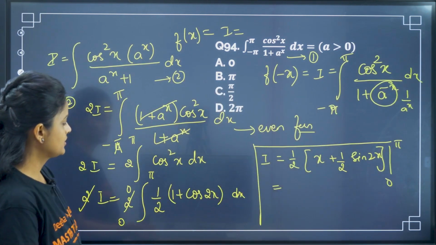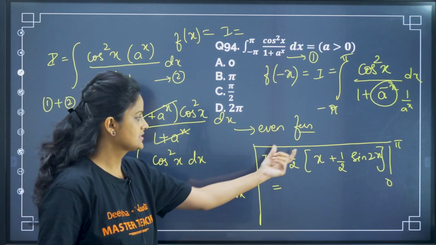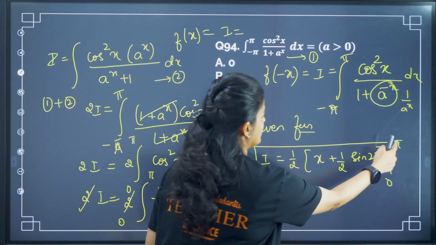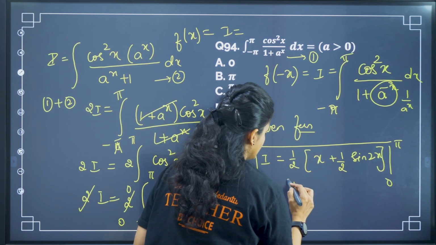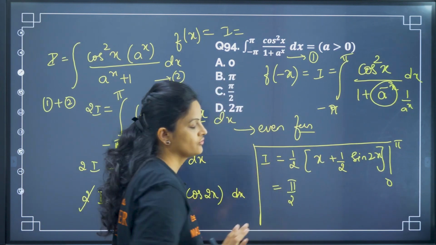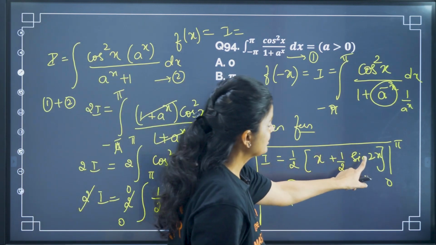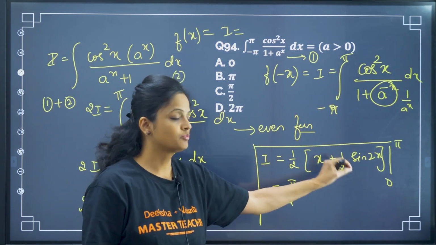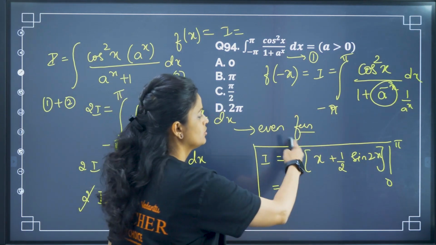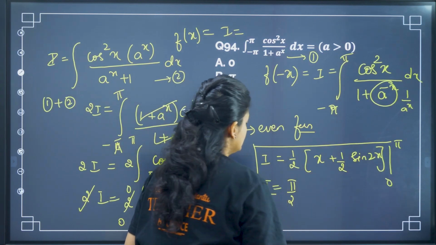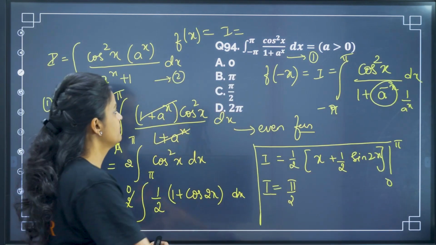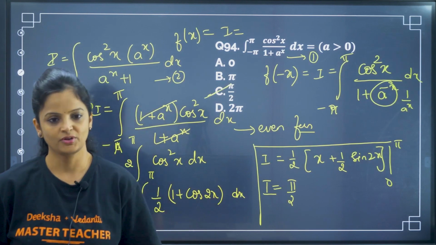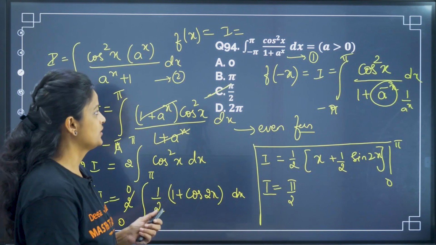Okay, now let's see what you get. 1 by 2 I have kept outside. Integration of this again I have got a 1 by 2. But on putting pi I have pi by 2 for this. On putting 0 I have 0. But for the second term, if you put pi, it is becoming 0. If you put 0 also, it is becoming 0. So, no need to write that at all. So, I is equal to pi by 2 is our answer. Option C, pi by 2 you have got.